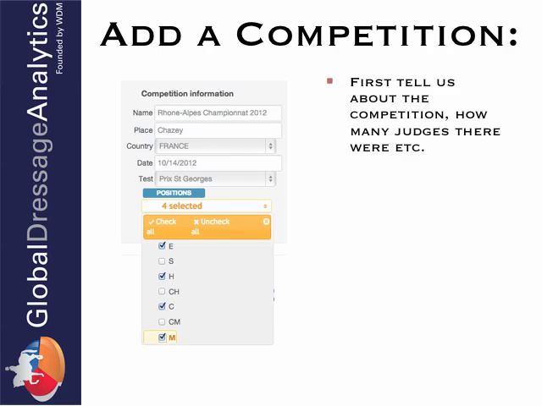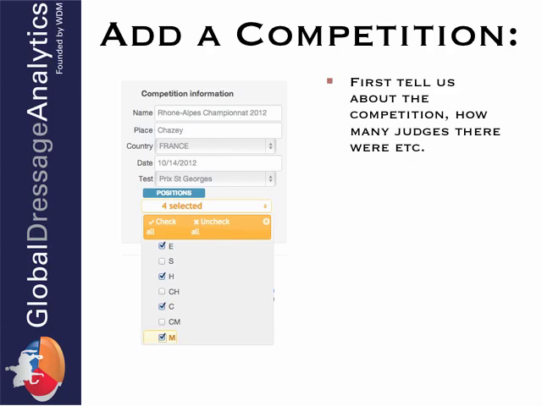Here are the details. You give the competition a name. You tell us where it took place, which country it's in, what date it took place on. Use the calendar pop-up. That makes sure that we always get dates in the right format. You tell us what test you've done. If it's an FEI test, we already know about it. We already know about some other tests. If it's a test that we don't know about, then let us know and we'll get it into the system for you.